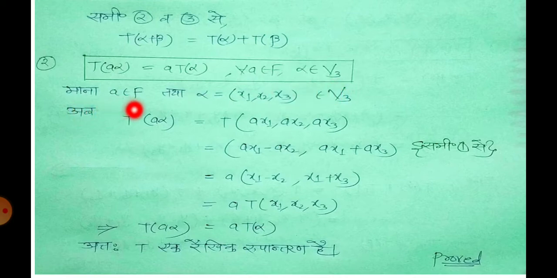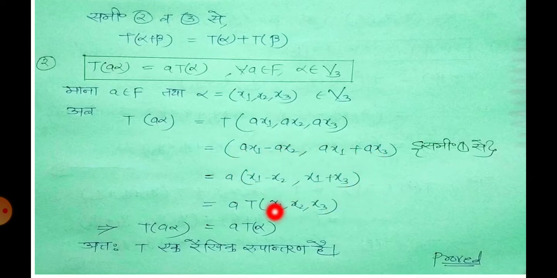Let a belongs to capital F and alpha belongs to V3 in the form of (x1, x2, x3). Now T of a alpha, that is T of a times the value of alpha, is (a x1, a x2, a x3). From equation 1, T of (x1, x2, x3) means first term minus second term, comma, first term plus last term. We take a common from both: (a(x1 - x2), a(x1 + x3)).